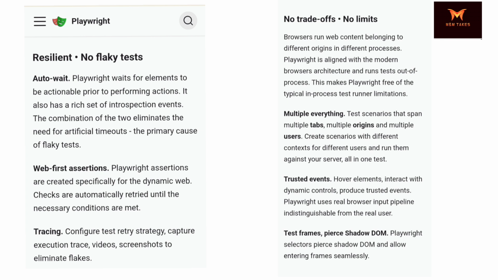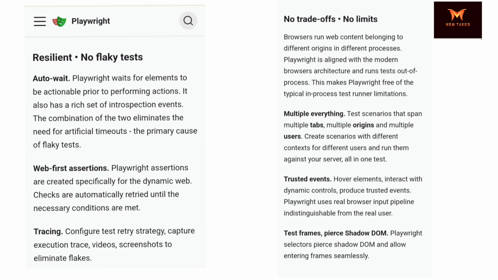So the next is tracing. Tracing in Playwright is like recording a detailed movie of your test run, including every action, network request, DOM snapshot, and more. When you configure a test retry strategy, you tell Playwright to automatically rerun a test if it fails, maybe due to a temporary glitch. During retries, Playwright can capture execution traces, videos, and screenshots.